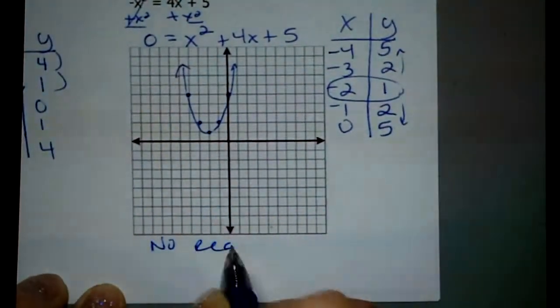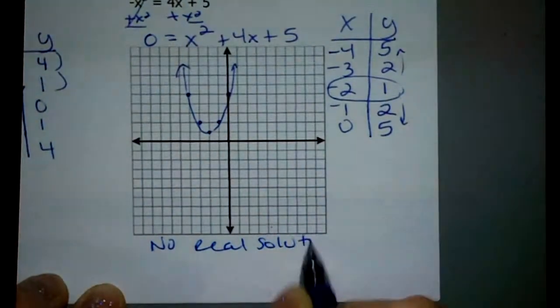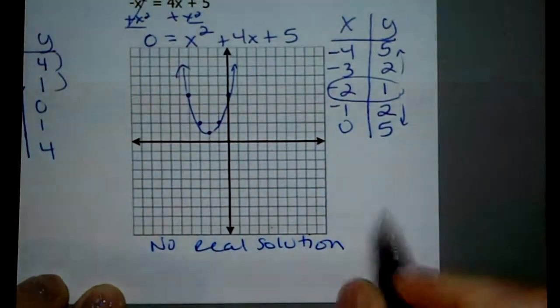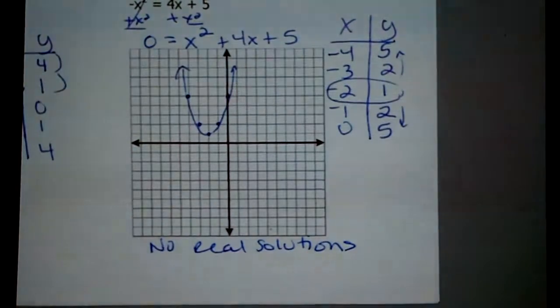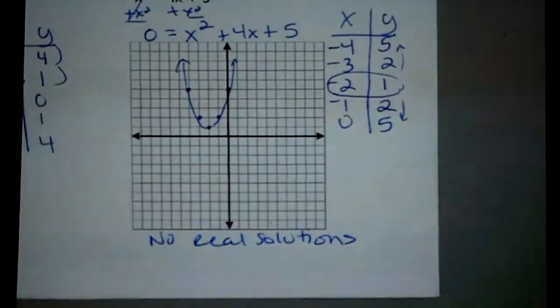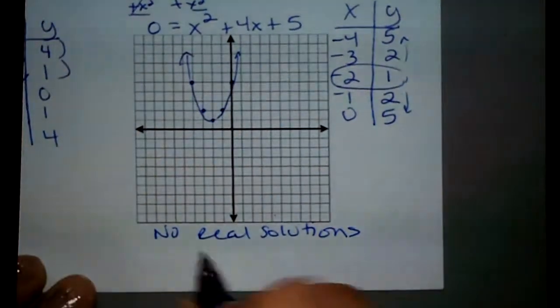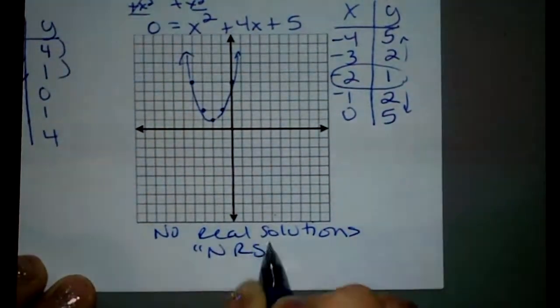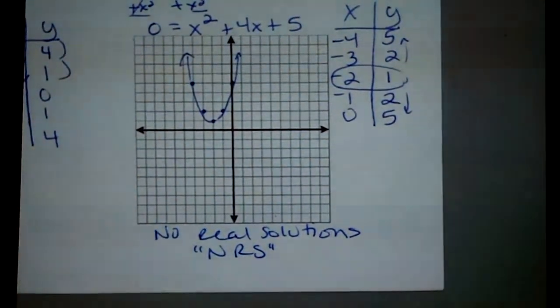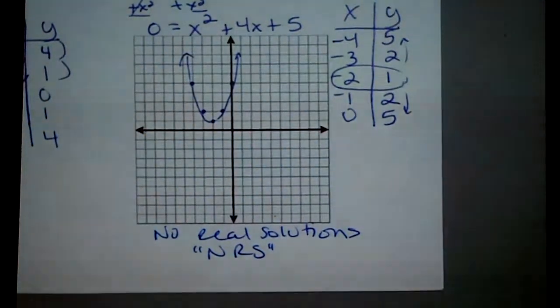Alright, anyway, I would classify this as no real solution. And you might be thinking, do I have to write the word real? Yes, because I told you there can be imaginary ones. Not just ones I make up, but really imaginary solutions. I will let you write NRS, but in your notes you should have no real solutions so you know what NRS means. It's not a nurse. You don't need a doctor for the quadratic. There we go. So no real solutions.